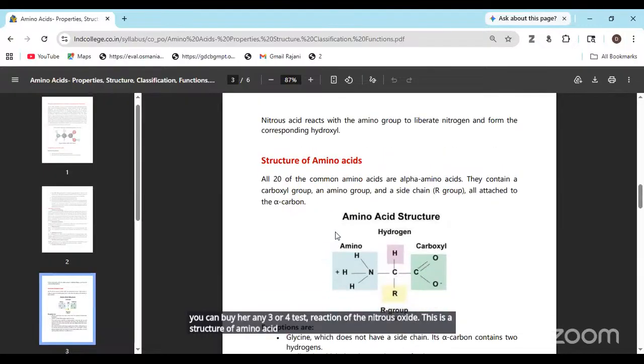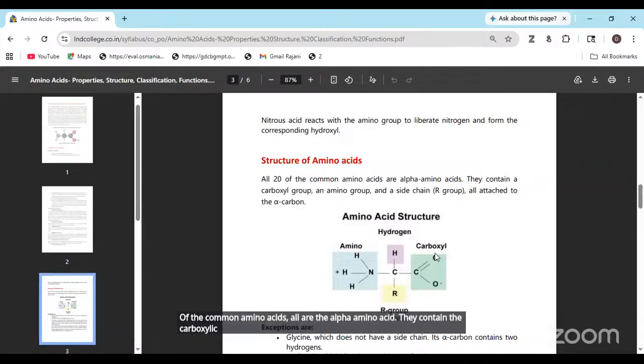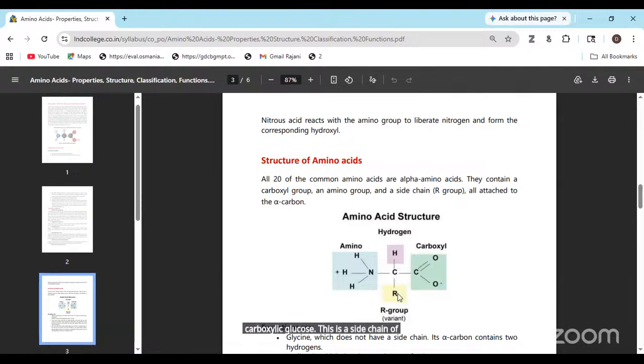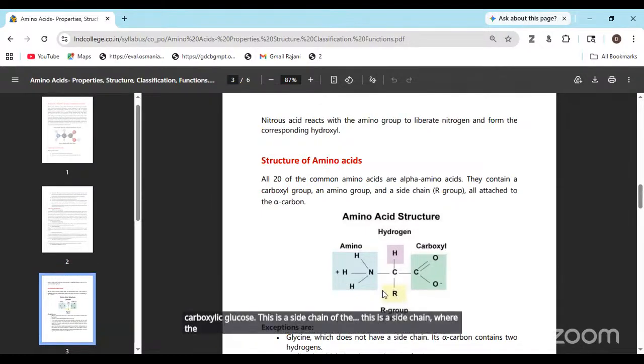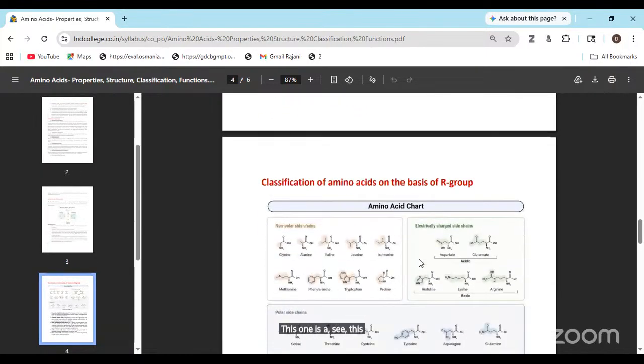Total 20 common amino acids, all are alpha amino acids. They contain the carboxylic group and the amino group. This is the amino group. This one is the carboxylic group. This is the side chain. Where the side chain is, that is where the R is, it is attached to the alpha carbon. This is the classification.